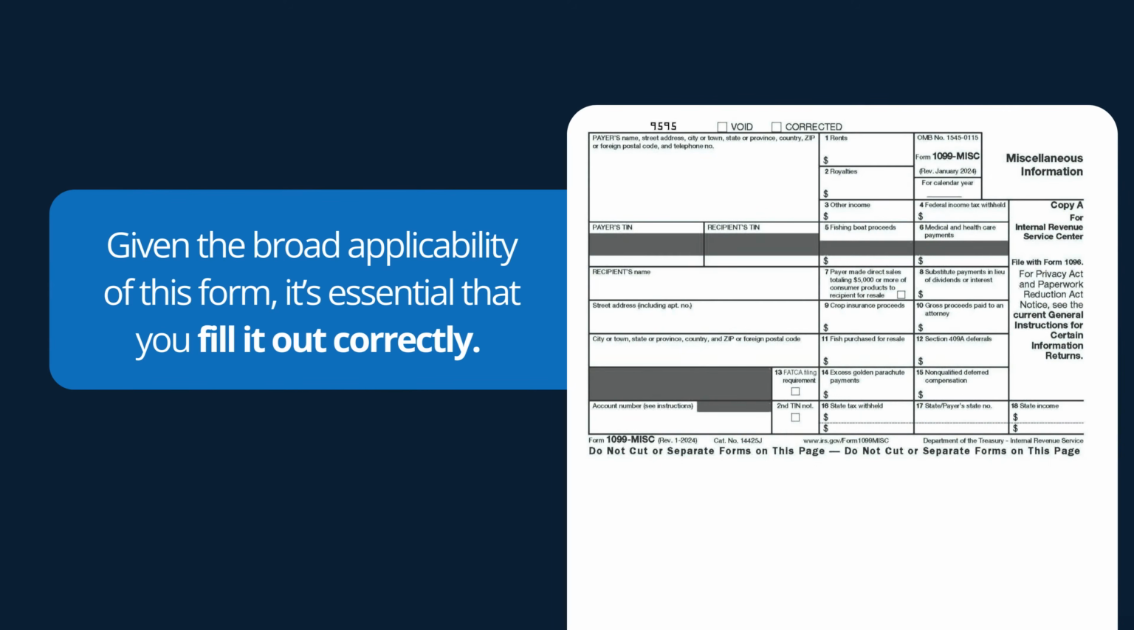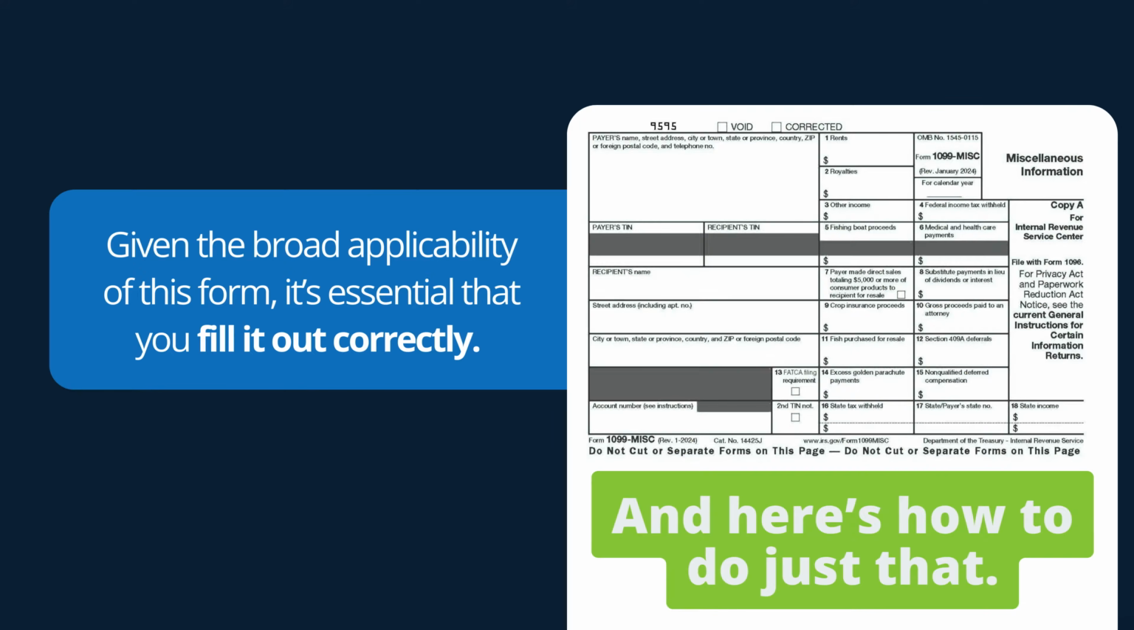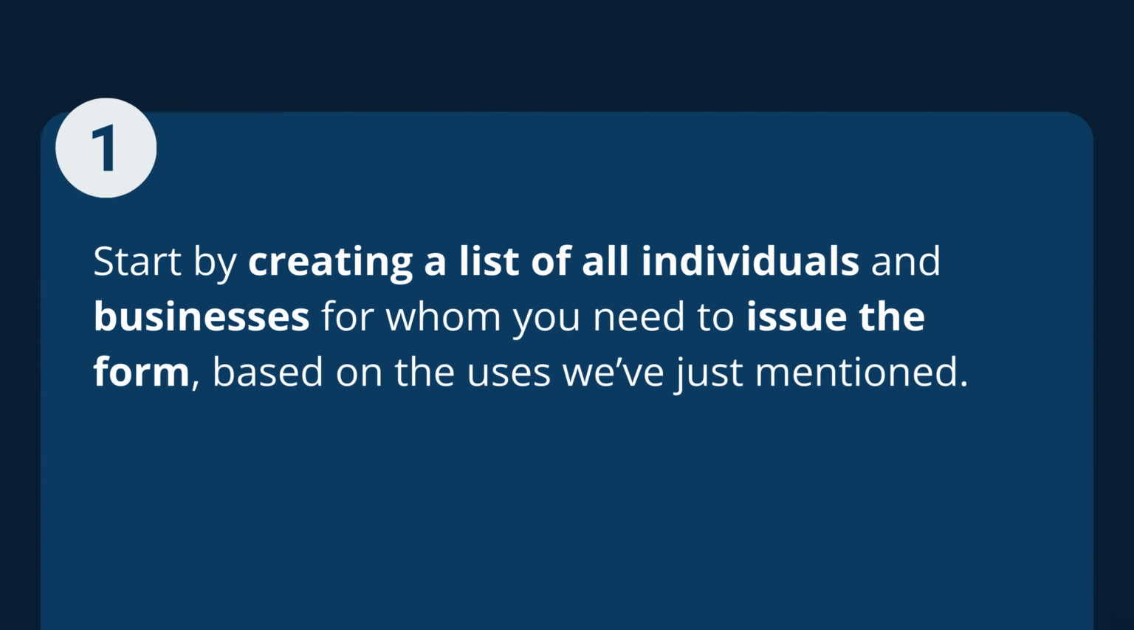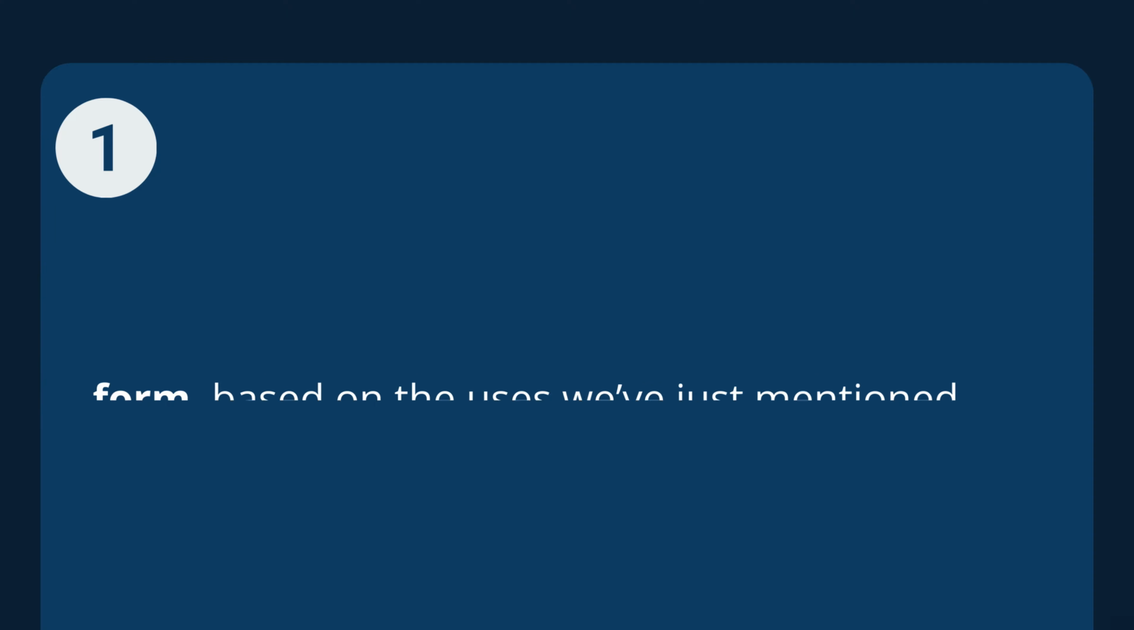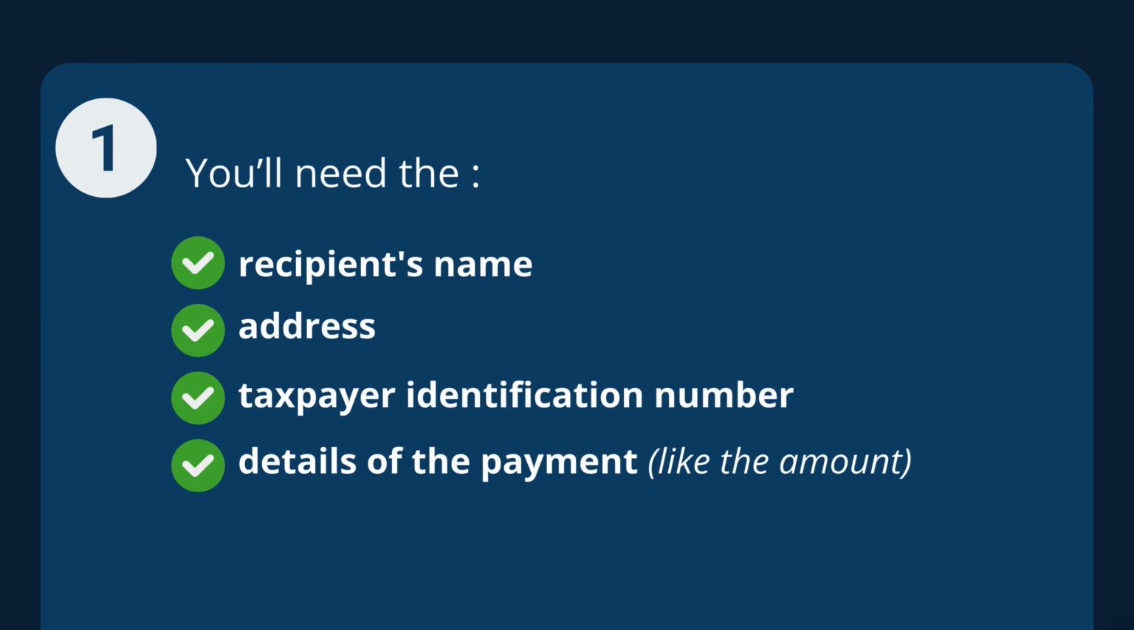Given the broad applicability of this form, it's essential that you fill it out correctly. And here's how to do just that. Start by creating a list of all individuals and businesses for whom you need to issue the form. Based on the uses we've just mentioned, you'll need the recipient's name, address, and taxpayer identification number, as well as details of the payment, like the amount.